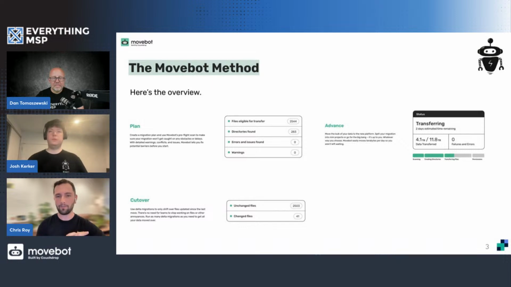To kick things off, I wanted to talk a little bit about what we like to call the MoveBot method. Some of the people who have attended Dan's webinars before may have seen us talking about this. This is our three-step approach that we use when performing any migration, whether it's mail or data migrations. This is designed to keep it simple, and we break that down into the plan, advance, and cutover.